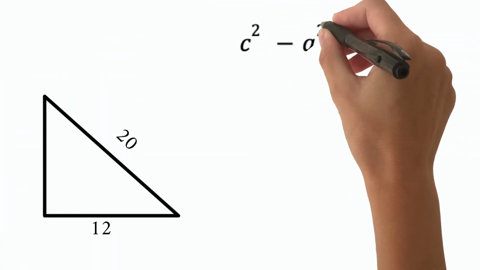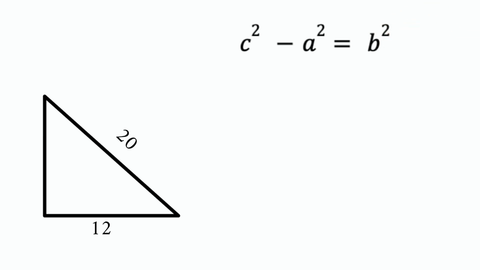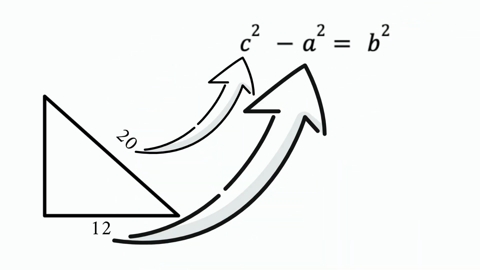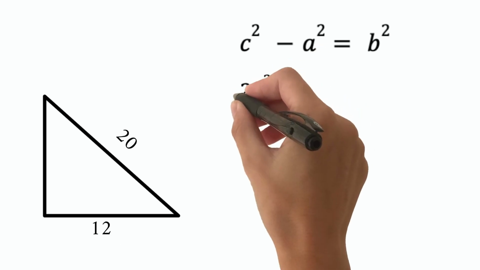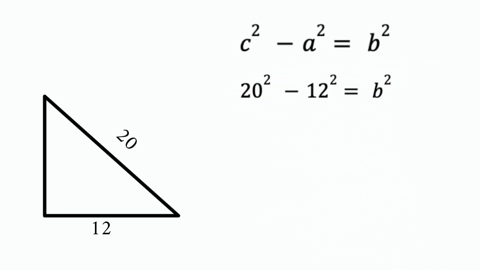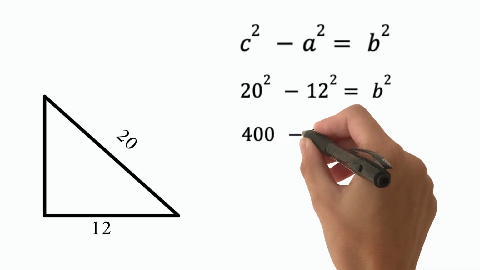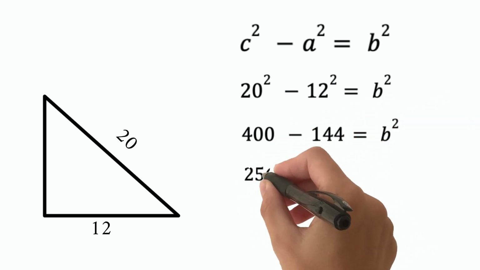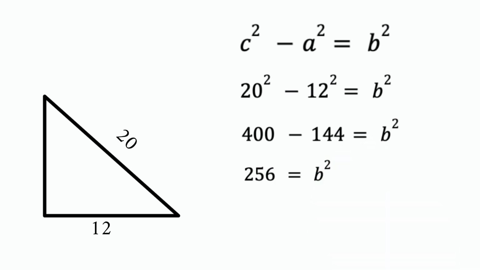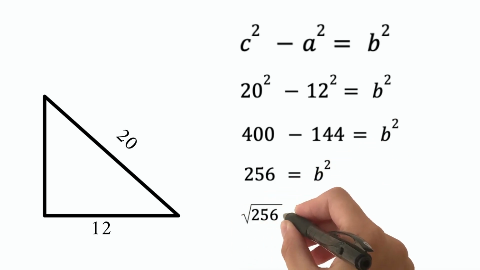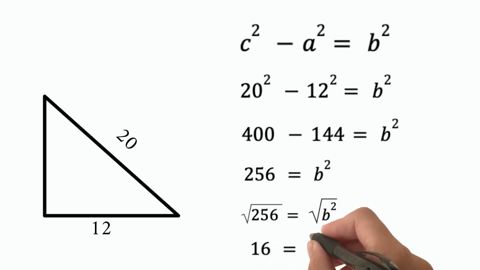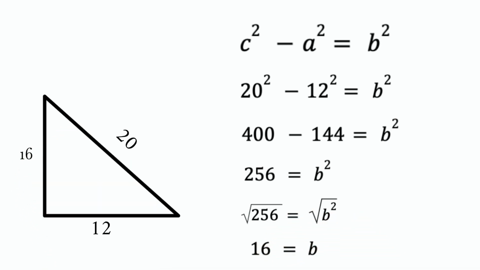Let's try it. C squared minus a squared equals b squared. Now let's substitute the information to solve. 20 squared minus 12 squared equals b squared. 400 minus 144 equals b squared. 256 equals b squared. Now let's take the square root of both sides. Therefore, the other side measures 16 units.